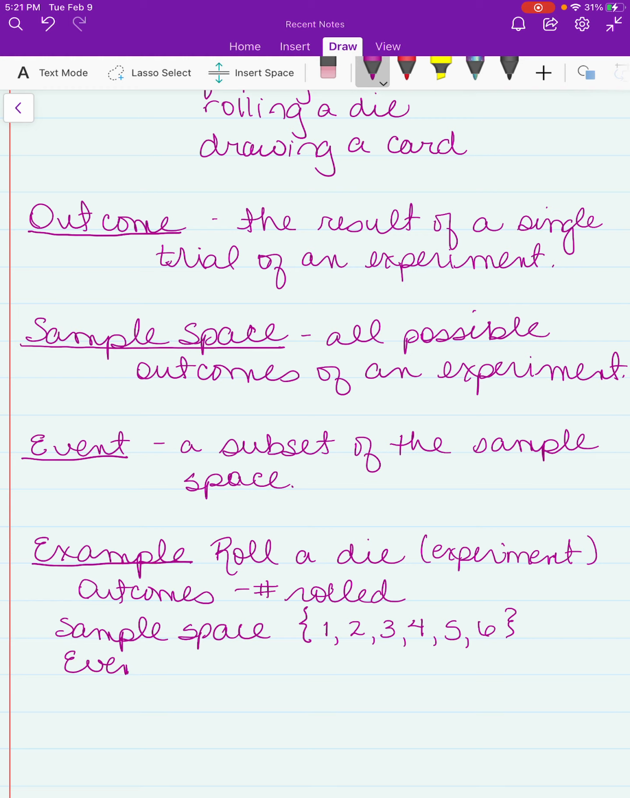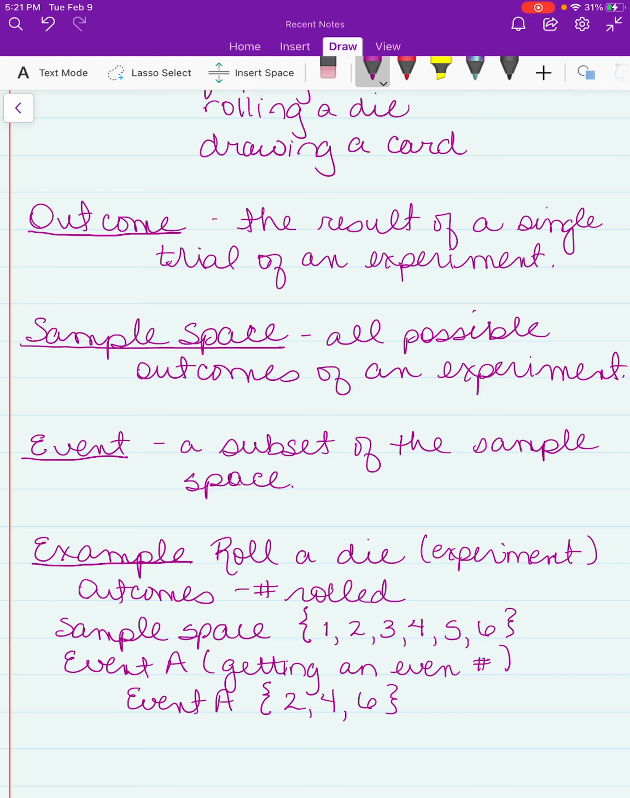And then an example of an event, we'll call it event A, would be getting an even number, and so the event A would consist of the numbers 2, 4, and 6. And again, that is a subset, so we're going to use set notation. So anytime you have an experiment, you can list out all the possible outcomes. And then if you have an event that's defined on that sample space, then it will be a smaller subset of the sample space instead of all the possible outcomes.